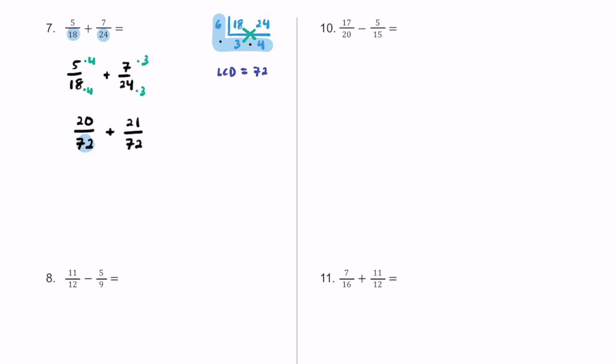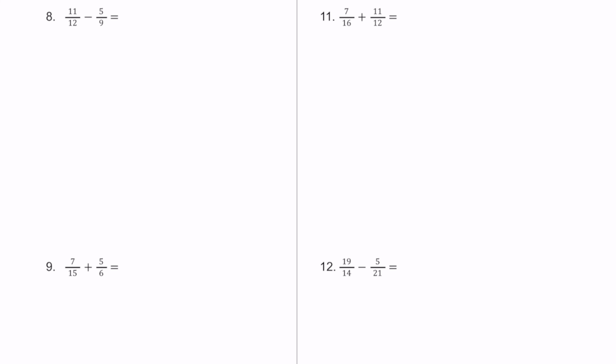All right, cool. So 72 was the first time they were going to meet, so we were able to make both fractions over 72. And then we can just add them. So 20 plus 21 happens to be 41. That's a prime number over 72. And 41 is not a factor of 72. So 41 and 72 are relatively prime, so we cannot simplify this fraction.